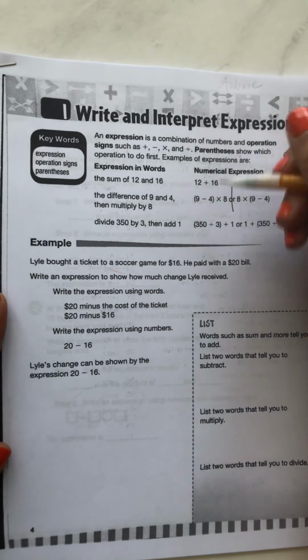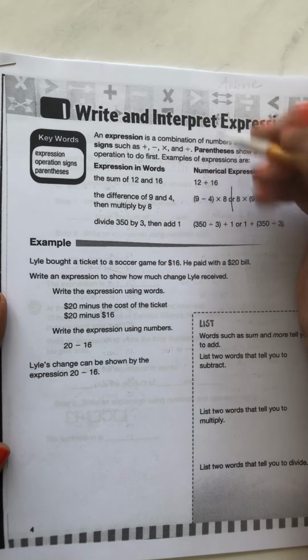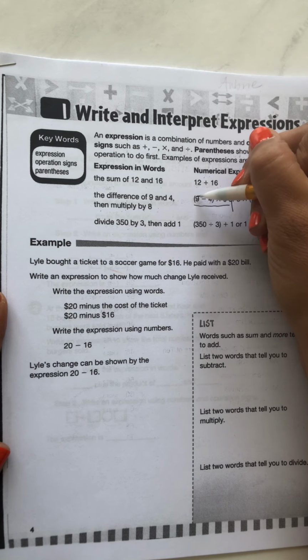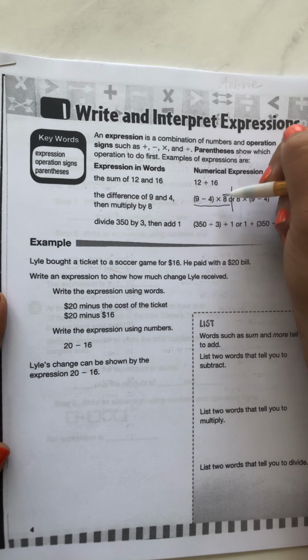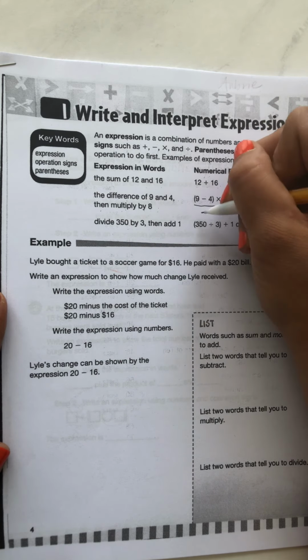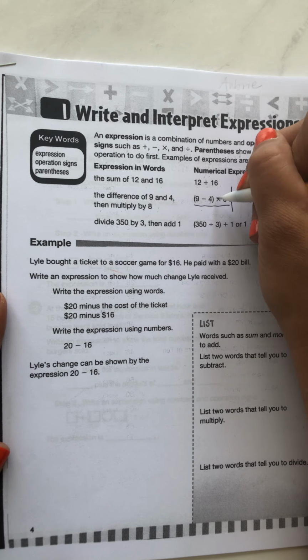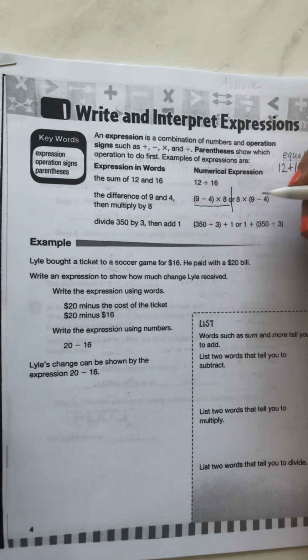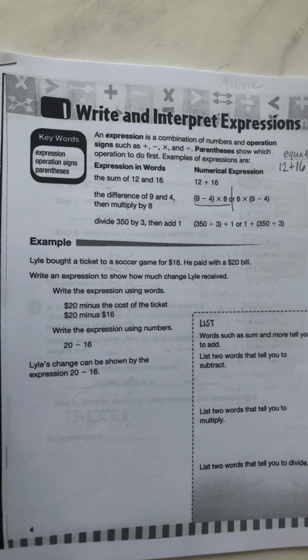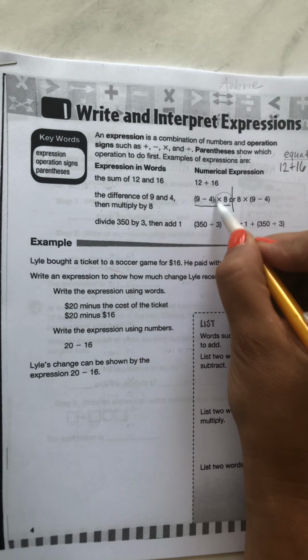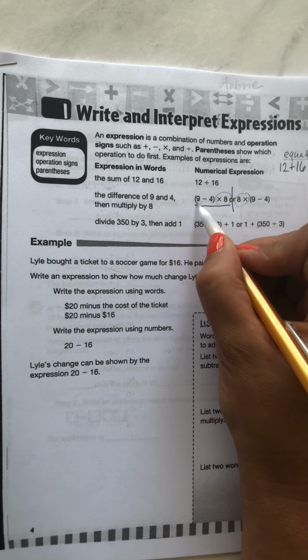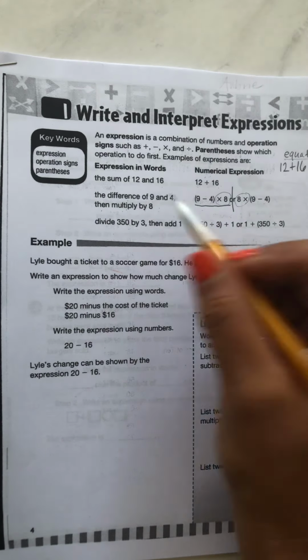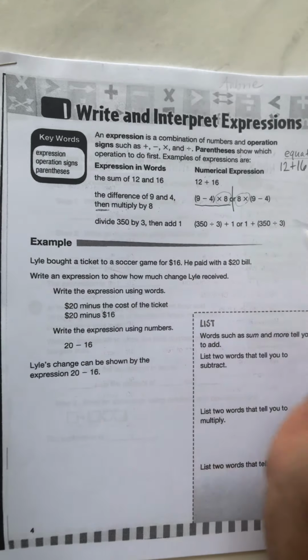The way it's written in this word form would be right here: parentheses, 9 minus 4, parentheses, times 8. You would put those parentheses with the 9 minus 4 before the times 8. However, you could also write it 8 times parentheses 9 minus 4 parentheses, because it doesn't really matter where this times 8 goes as long as you do the 9 minus 4 first, because you have this word then here.